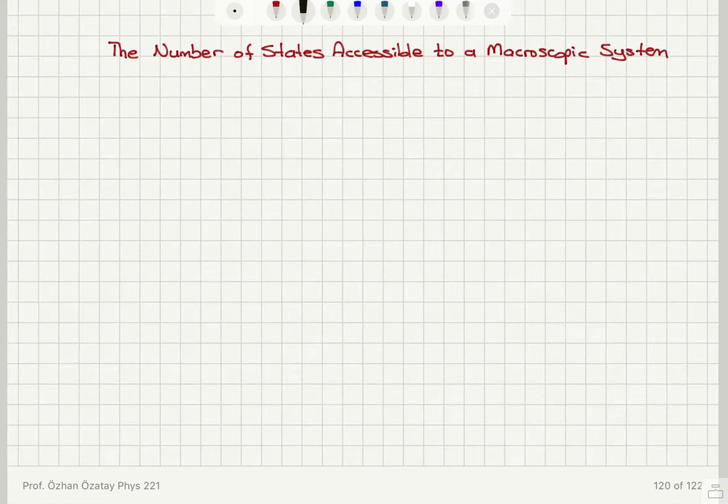We're now going to consider a macroscopic system, and since we have found out that it's very important to count the accessible number of states for a given value of a parameter in order to determine its mean value and probabilities, this is a very important discussion.